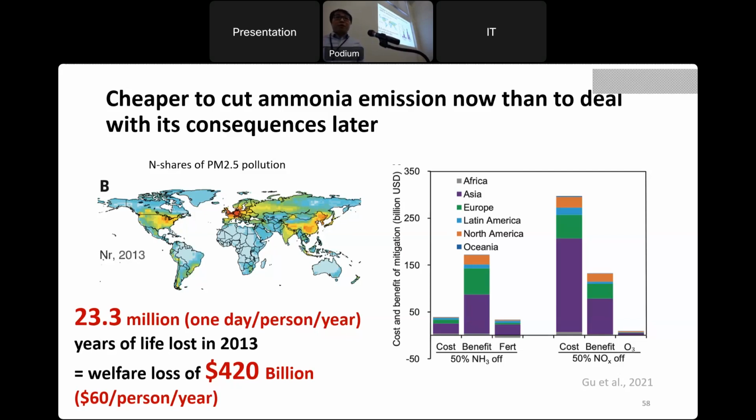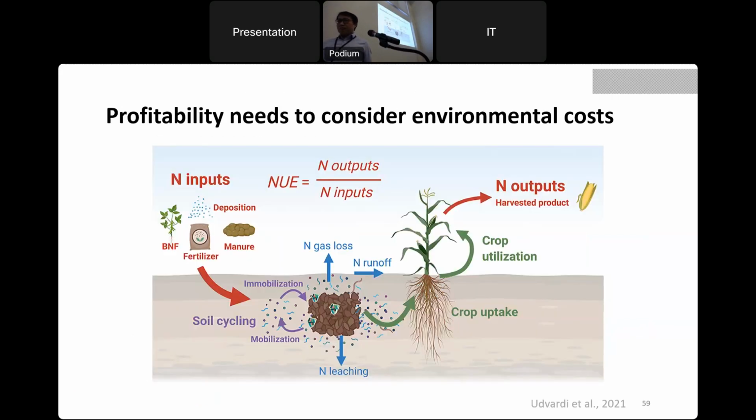From an agricultural perspective, that's not possible because we need to feed the world, right? If we cut the ammonia application, the agricultural production is going to be lower. So we shouldn't calculate it that way. But our previous calculation for the farming profitability is like this.